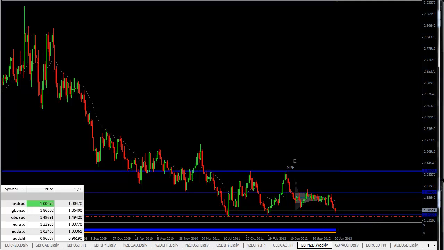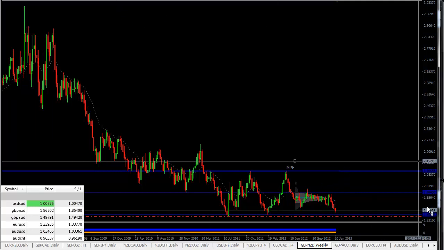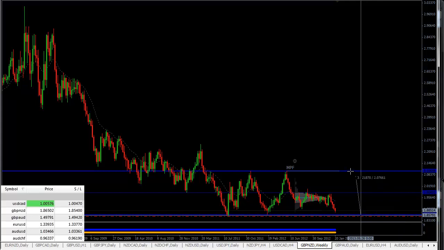Pound Kiwi at 1.8650, and my stop is at 1.854. And so this is going to be a huge trade. If this one works out, this could be the trade of the week. This is probably the most realistic win, and we're talking about 240 pips. So that's what we're looking at on that one.